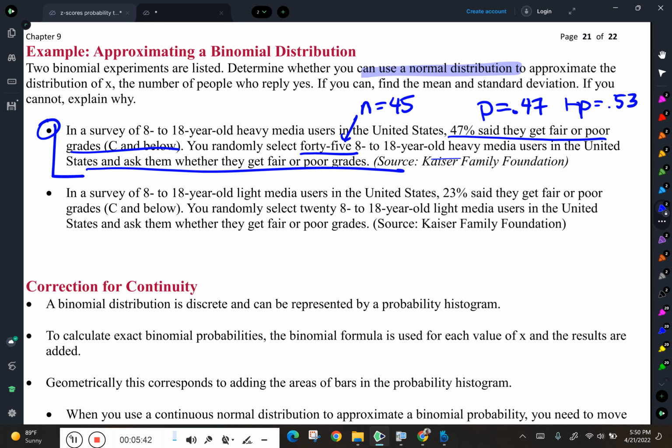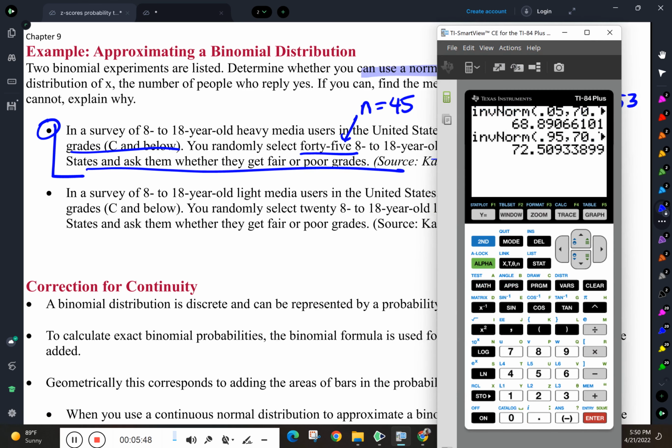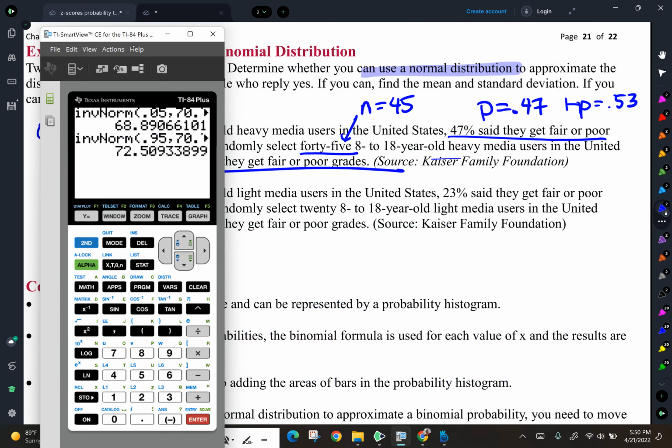So could I use a normal distribution to approximate probabilities for this? Okay, well, I'm going to check and see. My job is to do this only if I have enough. So is 0.47 times 45 bigger than 5? Yep. And is 0.53 times 45 bigger than 5? Yep. And I just did twice as much work as I should have done.